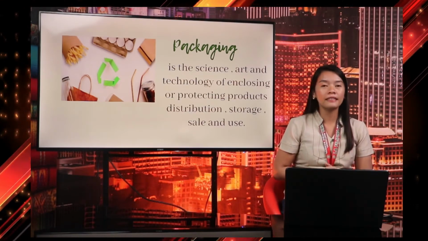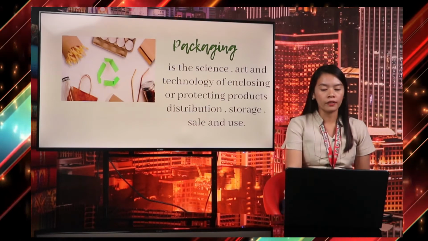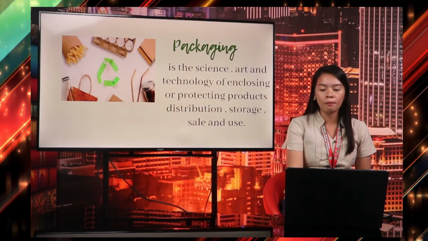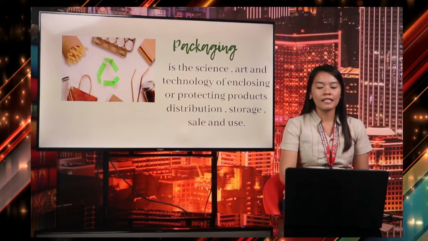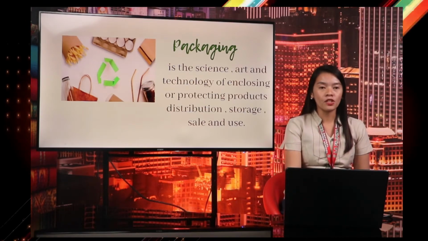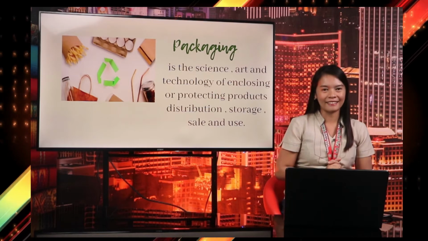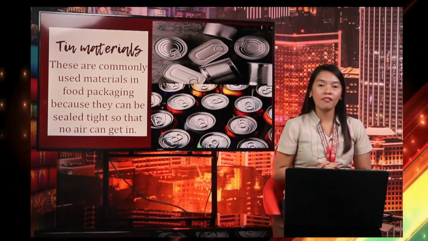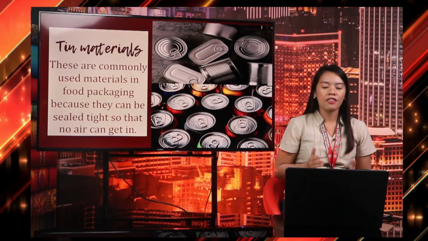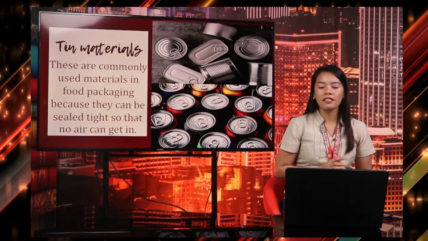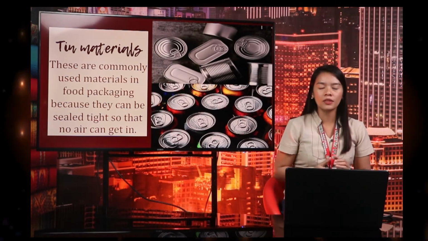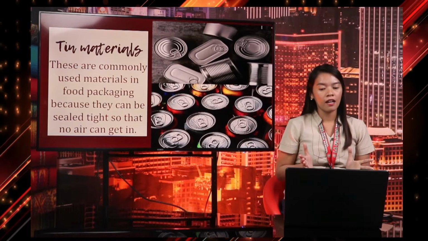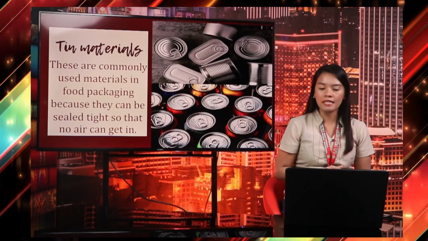Nowadays, especially this pandemic, isn't it easier for us to order food online? Packaging materials play an important role to protect its content from any damage and maintain the food safety. We have here the tin materials. The very common packaging materials. These are actually steel cans coated in thin layer of tin, mostly used for soda or preserved foods like meats and vegetables.